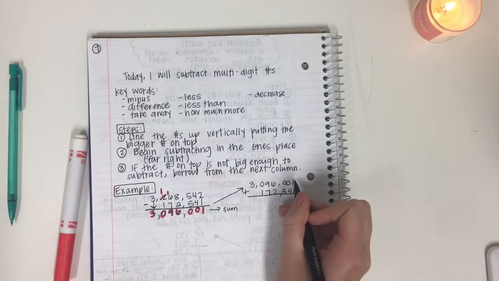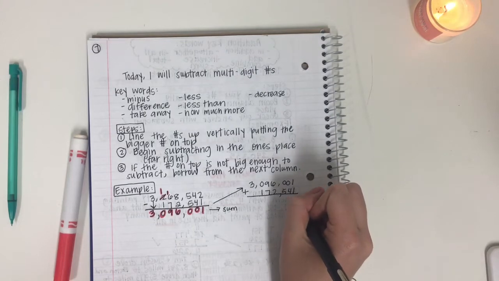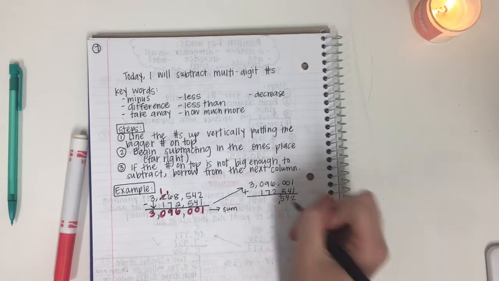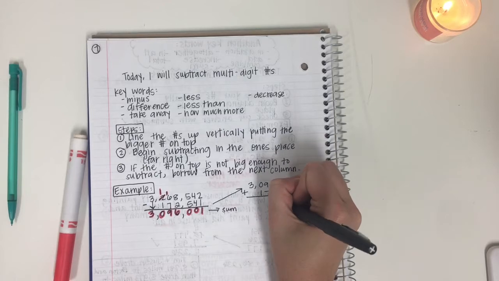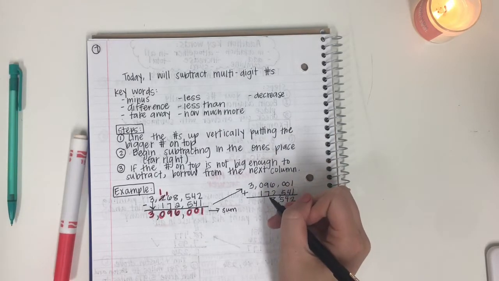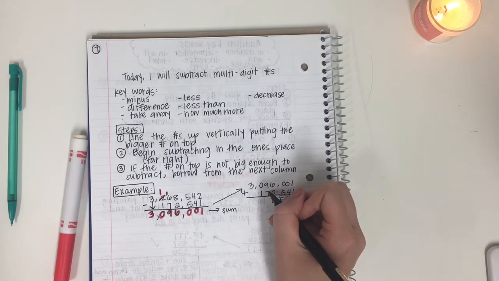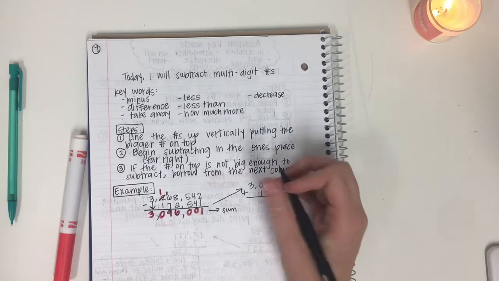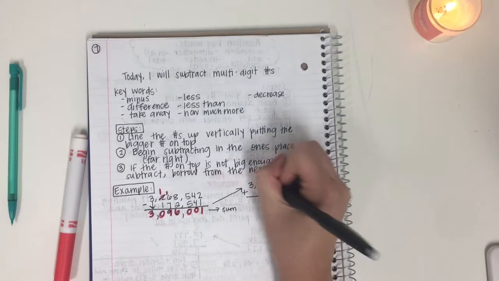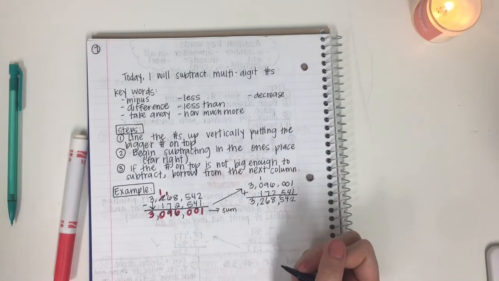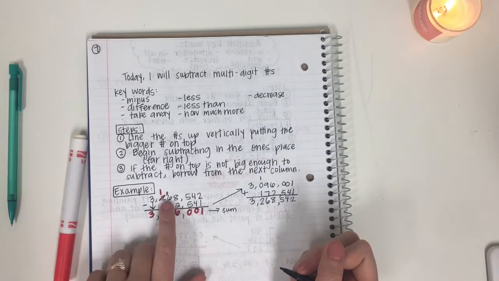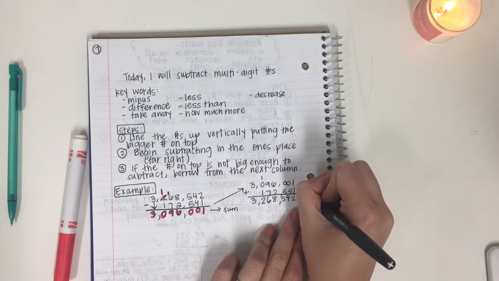So let's add this up. 1 plus 1 is 2. 0 plus 4 is 4. 0 plus 5 is 5. Bring the place value down. 6 plus 2 is 8. 9 plus 7: 9, 10, 11, 12, 13, 14, 15, 16. Bring the 1 up. 1 plus 1 is 2. 3 million. So did I do my math correctly? I did, so it checks out.